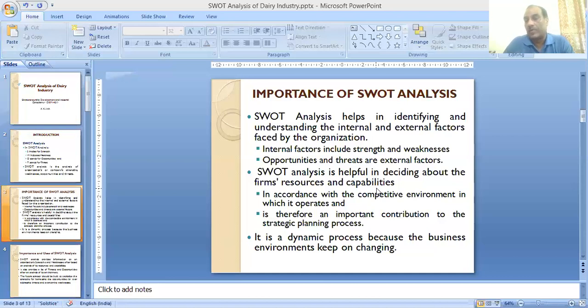It is a dynamic process. The entire dairy industry is changing day by day. Opportunities, threats, strengths and weaknesses are changing every day, and we have to see it in a holistic manner at regular intervals so that we know how we can overcome our weaknesses, how we can capitalize on our strengths, how we can harness the benefits of the opportunities, and how we can eliminate the threats.